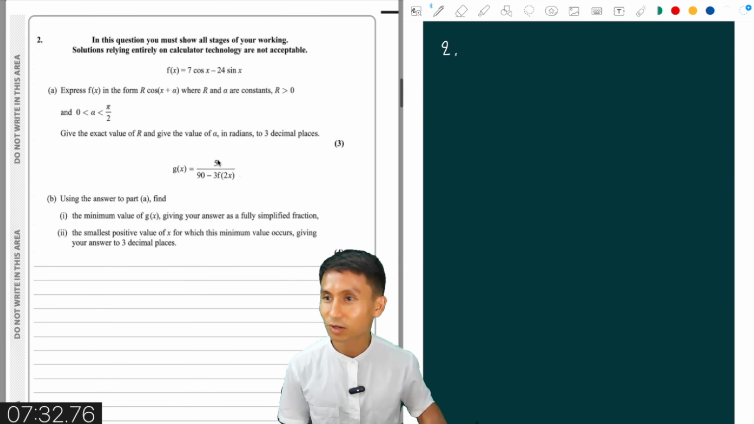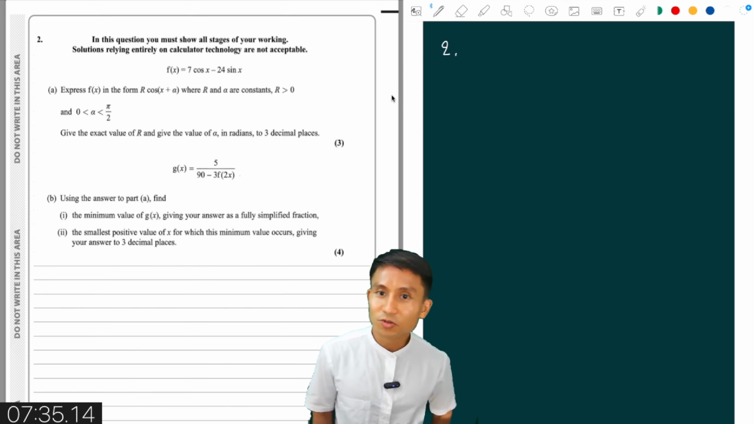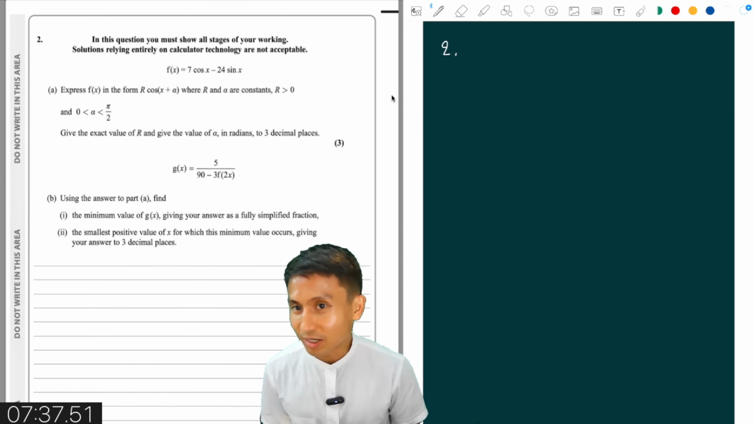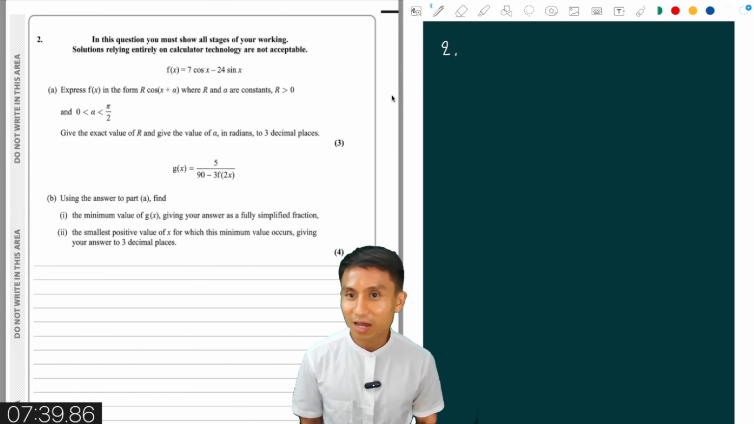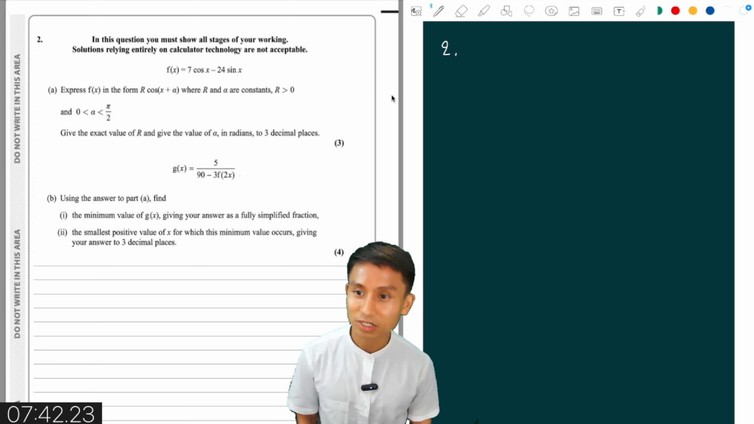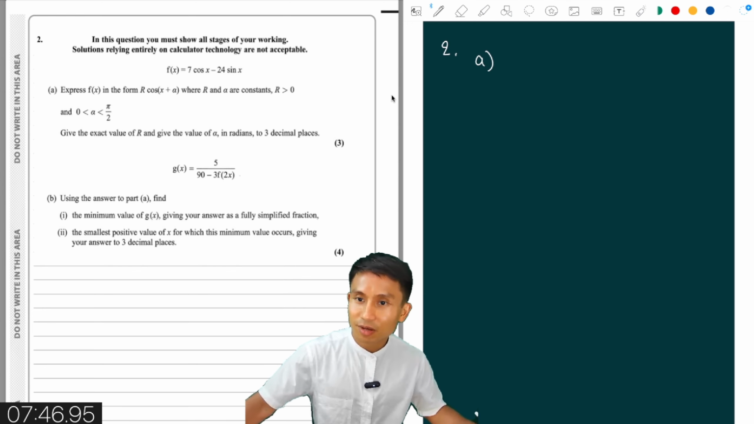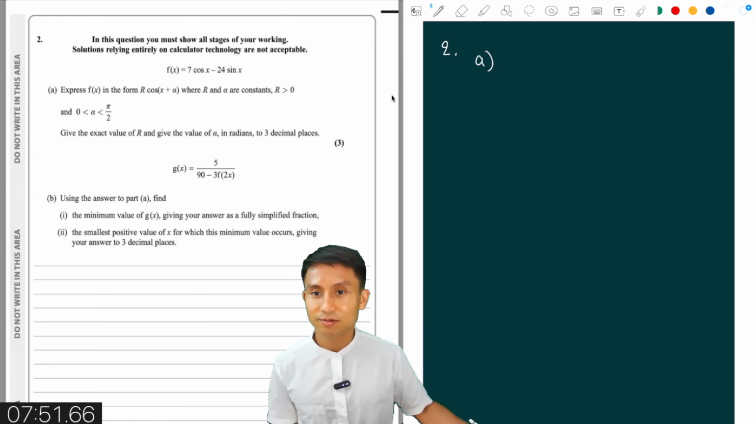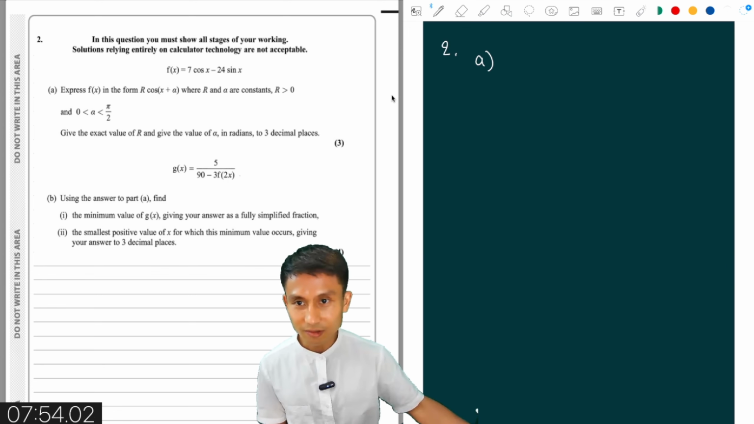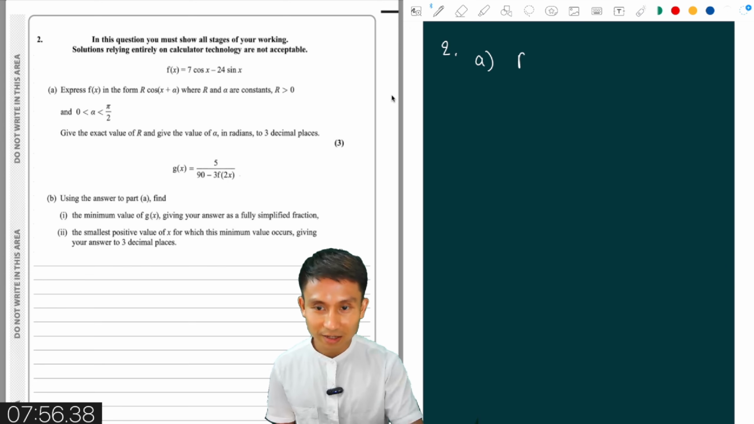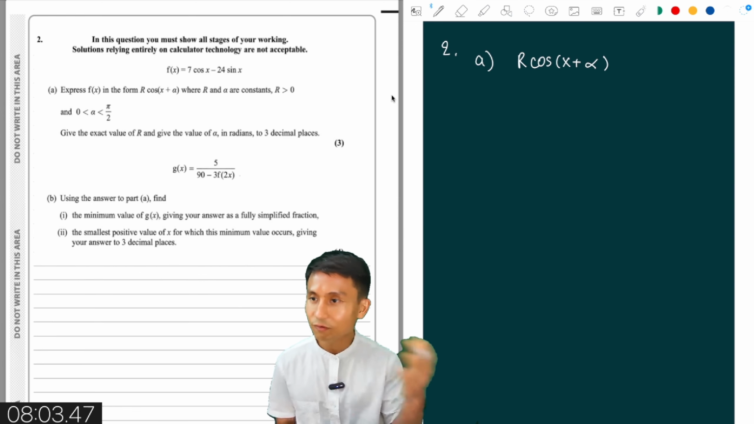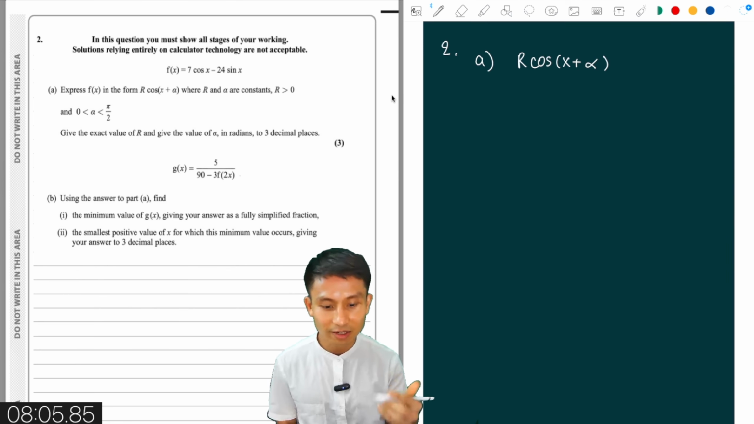Next, question 2 right here. In this question, you must show all stages of your working. Okay, fine. We can't rely on calculator technology too much. Okay, part A, number 2. That is a harmonic function right there. Express f(x) in the form of r cos(x + alpha). Okay. All right. So we should expand the thing first. Yeah, I mean, that's at least how I do it. Or if you want to remember the formula, that's fine as well.